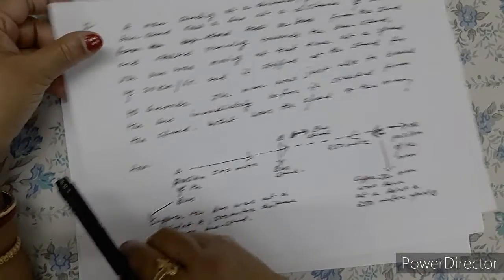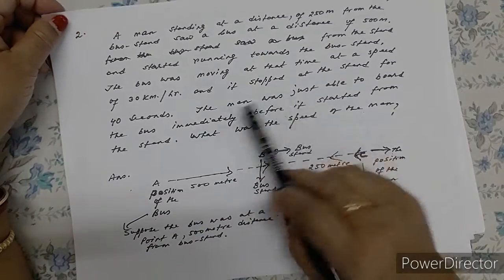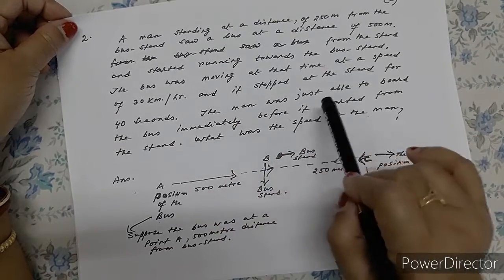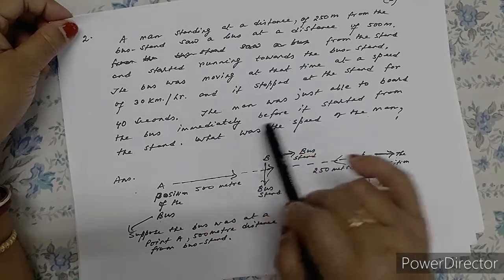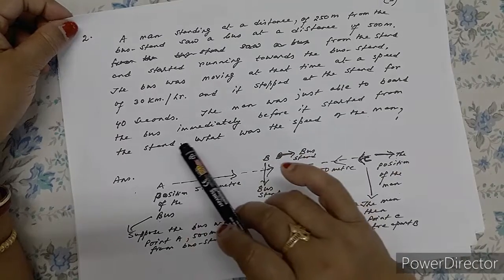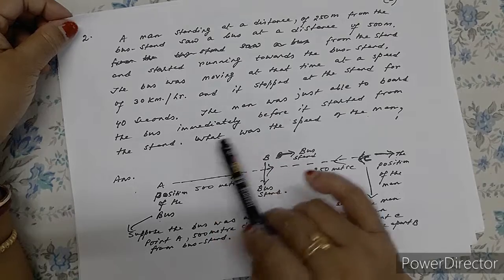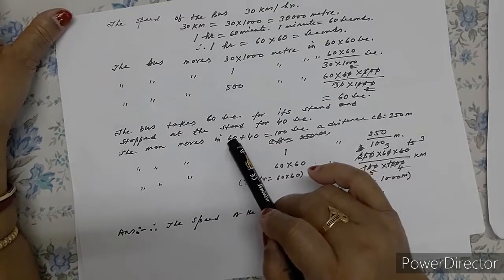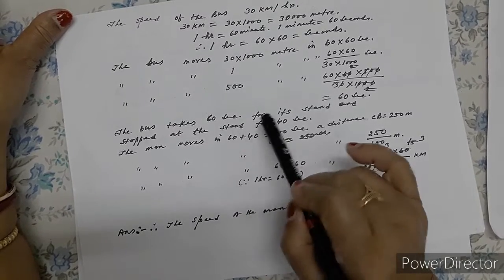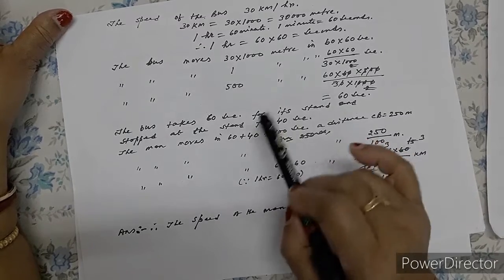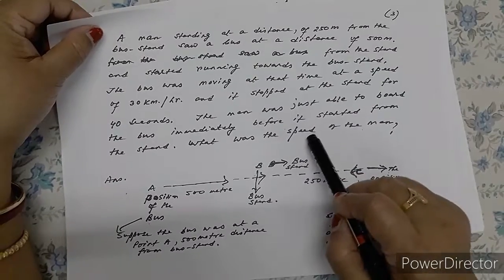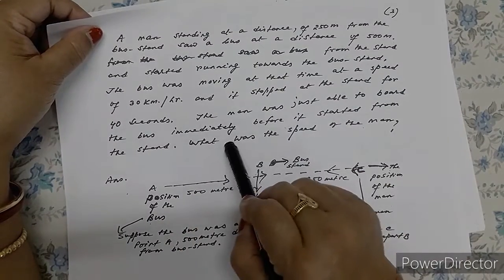Now in the question it is written there, he stopped at the stand for 40 seconds. The man was just able to board the bus immediately before it started from the stand. That means the bus reached within 60 seconds, and stopped there 40 seconds, because as it has been told, the man was able to board the bus immediately before it started.